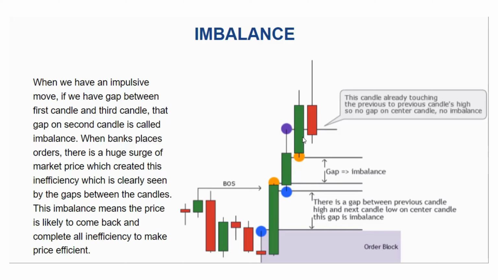When you have imbalance, that means the banks have entered a lot of positions that have created a huge surge of orders. So the market controls the equilibrium. They will come back to fill all the imbalances that have been caused when the market moved in one direction. The price has to be efficient every time. So when you have imbalance, the market in future will come back to fill the imbalance, and then it may continue the original move.